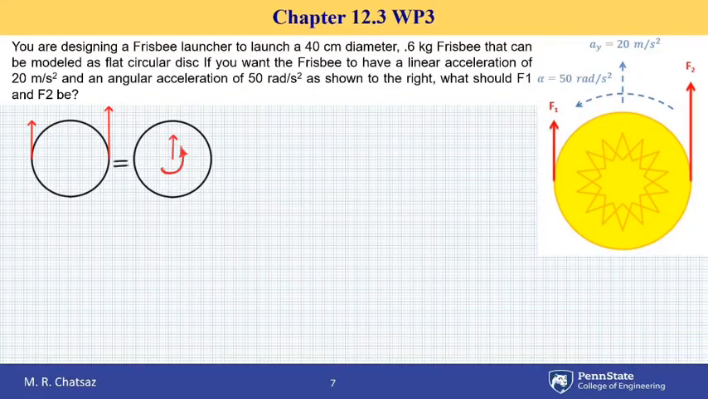Welcome to another example of rigid body plane motion. You're designing a frisbee launcher to launch a 40 centimeter diameter, 0.6 kilogram frisbee that can be modeled as a flat circular disc. Suppose you wanted to have a linear acceleration of 20 meters per second squared and a 50 radians per second squared angular acceleration. The question is, what should forces F1 and F2 be to produce these accelerations?